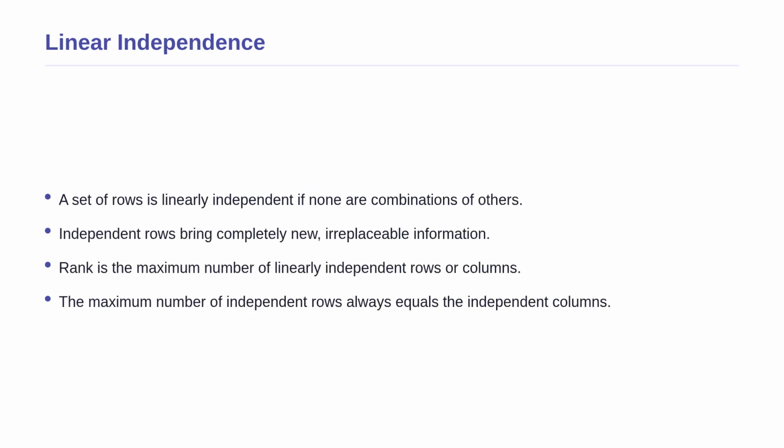Now that we have our analogy, let us look at the formal math. The formal definition of rank relies on a concept called being linearly independent. A set of rows is linearly independent if none of them can be created by simply adding or multiplying the other rows by a number. Every independent row brings completely new, irreplaceable information. The rank of a matrix is defined as the maximum number of these linearly independent rows or columns. Interestingly, whether you count the independent rows or the independent columns, that maximum number is always exactly the same.